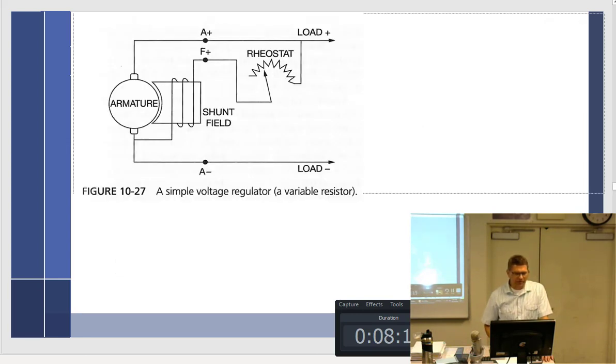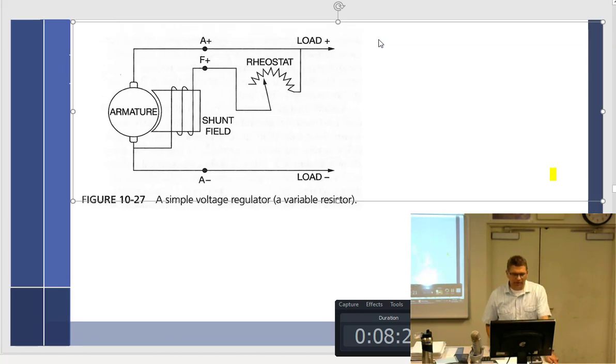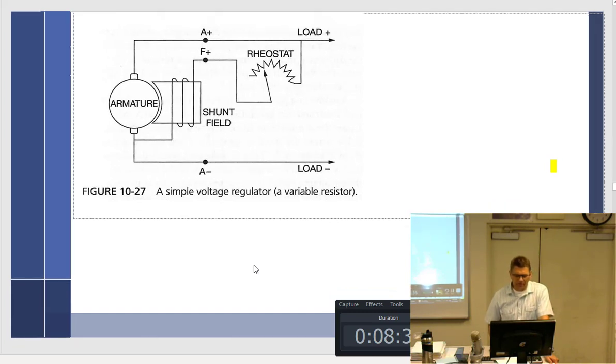Simple voltage regulator. All right, so draw. Should be able to highlight it. There we go. Okay. Take a look here. We have, in a simple voltage regulator, the armature, and we have the field right here, yes? All right, that's what it shows.